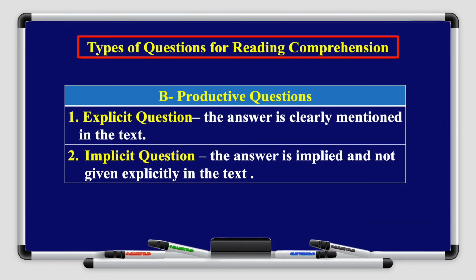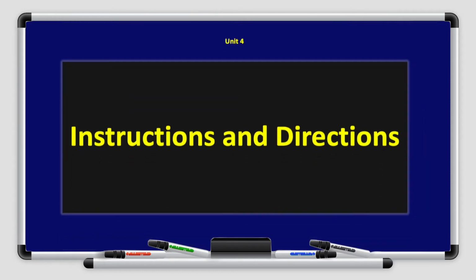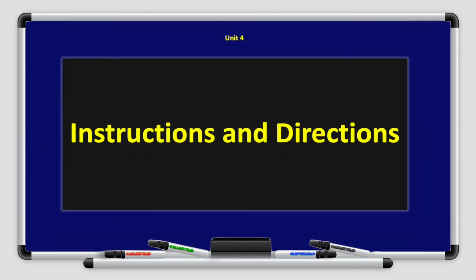We have the second type of questions, productive questions, and you are going to write the answer down. We have explicit questions, where the answer is clearly mentioned in the text, or implicit questions, where the answer is implied and not given in the text. You have to understand the text so you can answer. So we're going to read about instructions and directions.